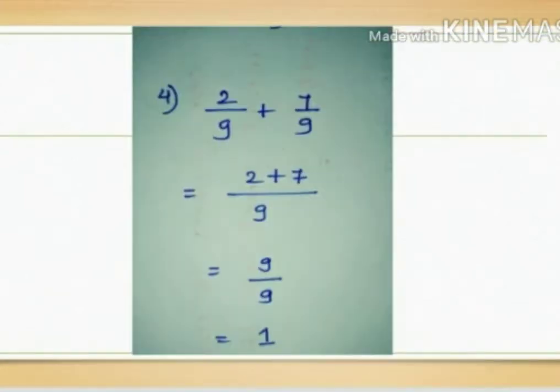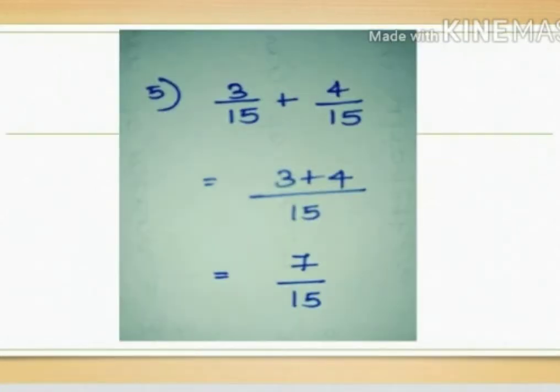Question number 4. 2 upon 9 plus 7 upon 9. Add the numerators 2 plus 7 and write down the denominator as it is, 9. Answer is 9 upon 9. Students, remember one thing. If the numerator and the denominator of a fraction are equal, then the fraction is equal to 1. Okay, here also you can see the numerator is 9 and the denominator is 9. So the answer is 1.